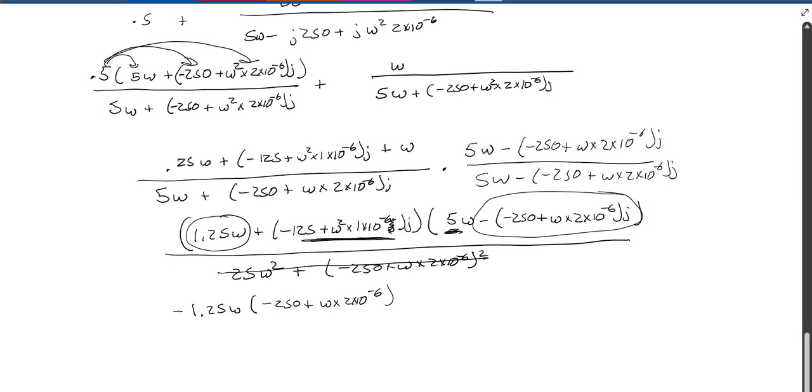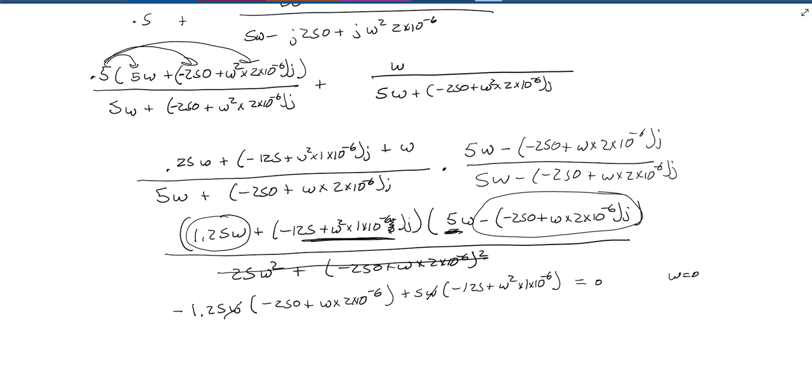I'm a little worried about my signs. I feel like I've made a mistake with signs somewhere. And then this part, the other part would be plus 5 omega times negative 125 plus omega squared times 1 times 10 to the negative 6. I haven't written the j's because they all have j's, because this is the part that I want to set equal to 0. Okay, so now I could divide through by omega, and I am losing a solution there, but the solution I'm losing is omega equals 0, and that is not a resonant frequency. That's trivial. That's our trivial resonant frequency.